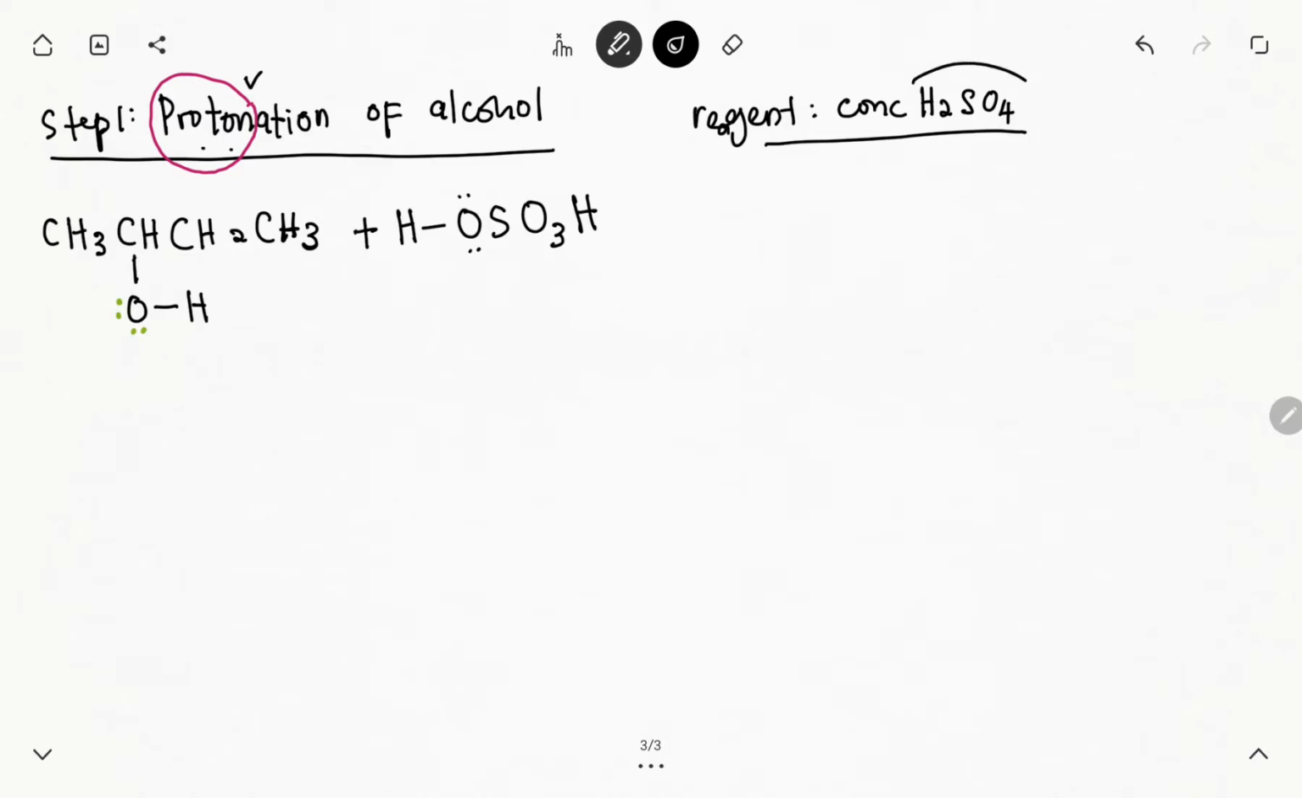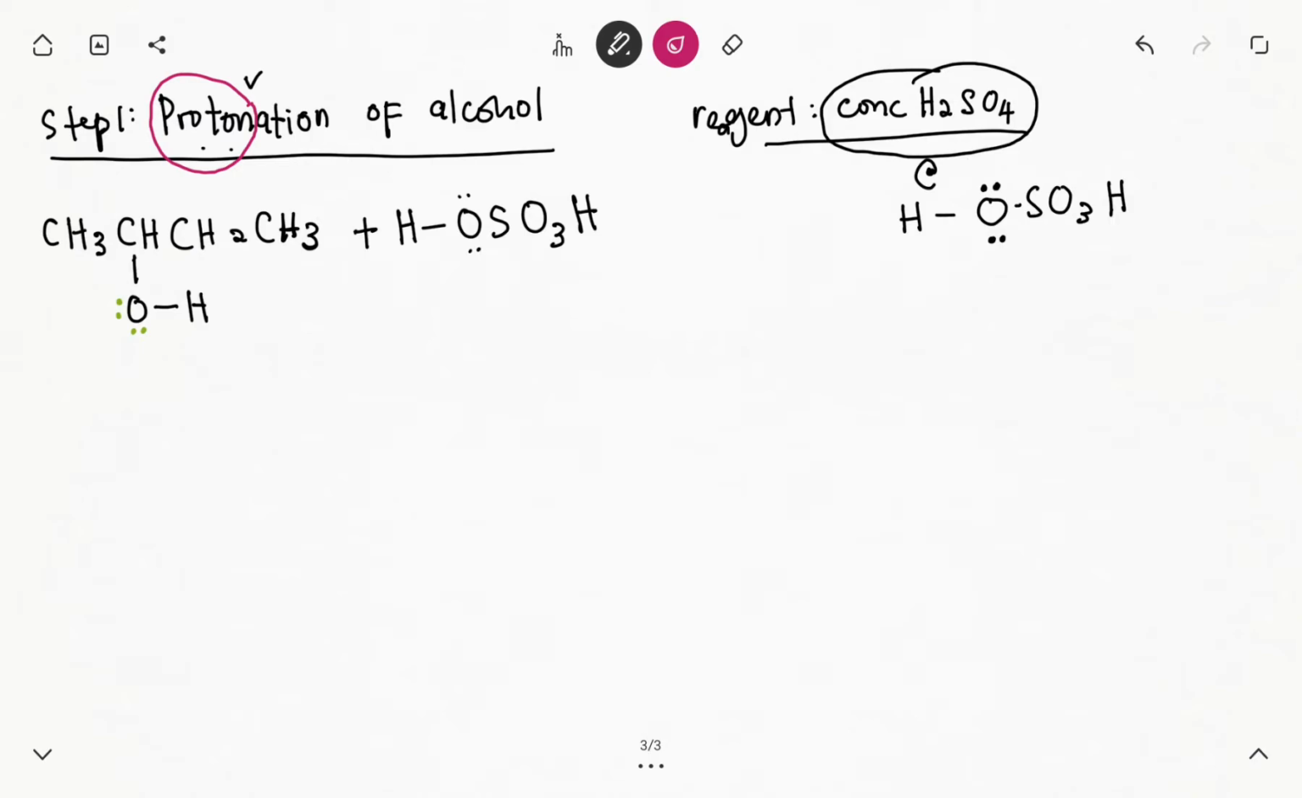Our reagent is concentrated H2SO4, and we can write the arrangement of atoms in the molecule in the mechanism as HOSO3H. We just show the lone pairs at the oxygen atom because the oxygen atom has two bonding pairs and two lone pairs. Okay, so we need to trace what happened in the process involved.